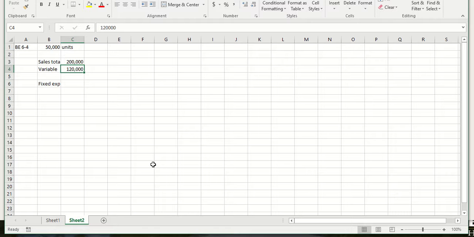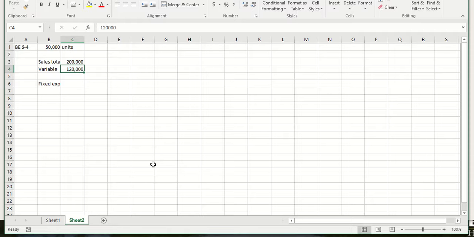Holiday Creations Inc. sold 50,000 units, total sales were 200,000, variable expenses 120,000, fixed expenses 65,000. What is the company's gross margin ratio? Right? So we're looking for the ratio. Sorry, did I say contribution margin ratio? Did I say gross margin?